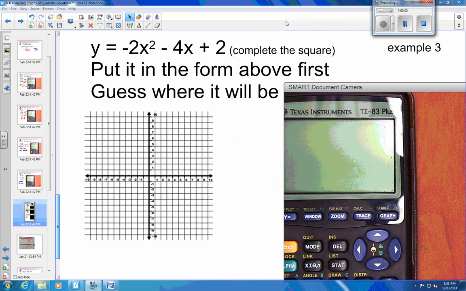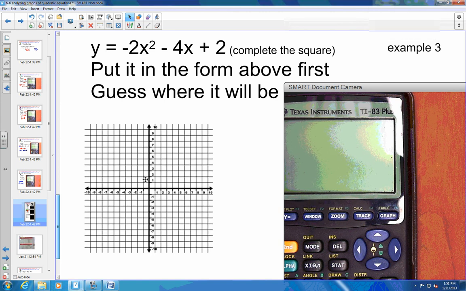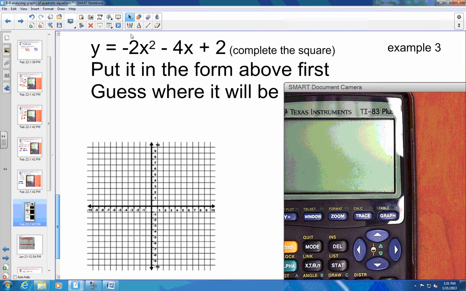Algebra 2, this is Chapter 6, Section 6. This is the third video and example 3. This time we need to complete the square again in order to graph this.